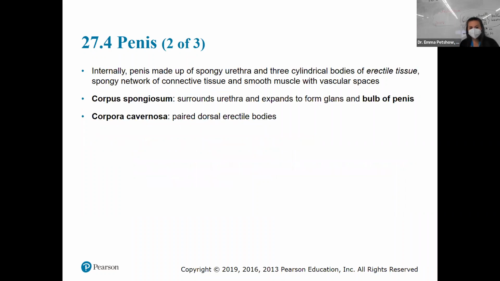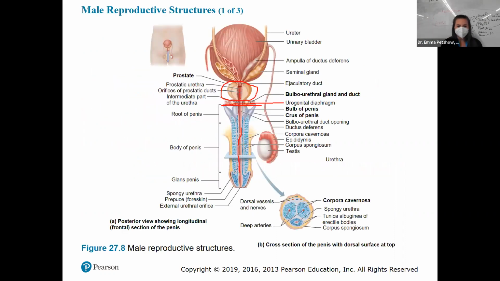We've talked about the 2 types of tissue, but again, I'll mention corpus spongiosum surrounds that urethra, and it expands to form the glans and the bulb of the penis, versus the corpus cavernosa is paired, kind of the dorsal erectile body. So what does that look like? Again, we have our spongy urethra here, and I'm seeing if we have a good picture. Our corpus spongiosum on either side, and then I'll change my color to make it easier.